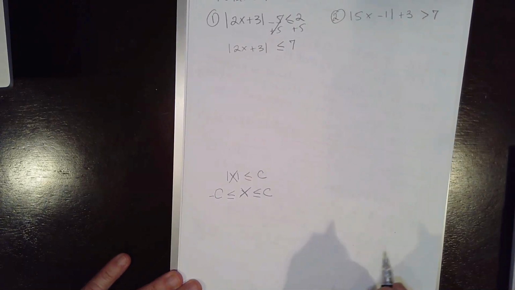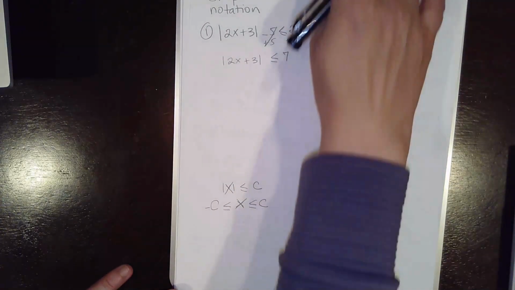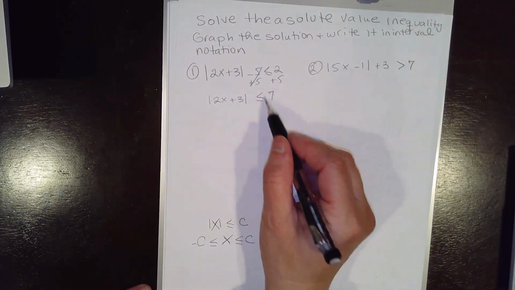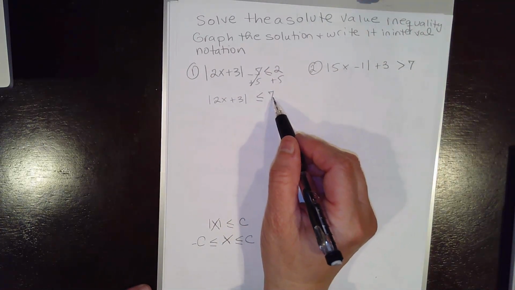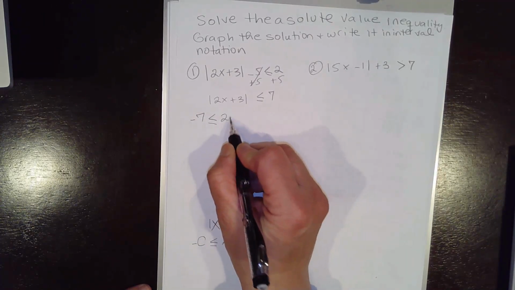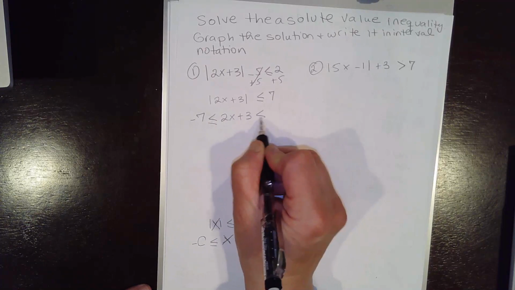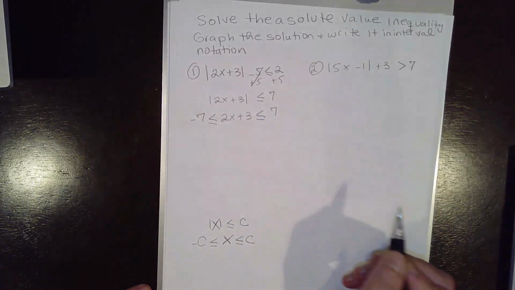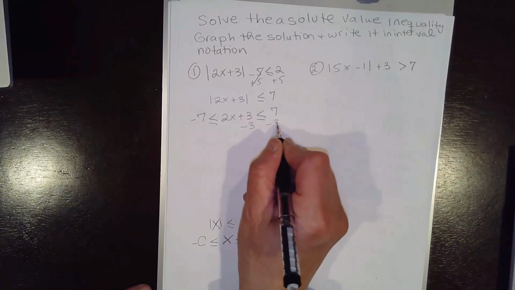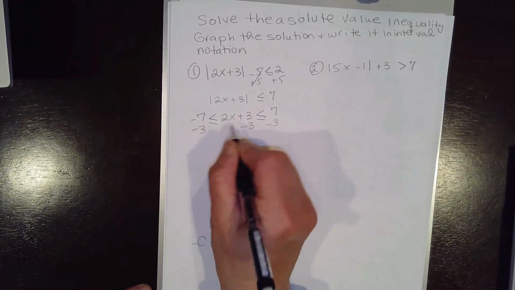Okay, so we're going to be doing the same thing here. We have absolute value less than or equal to 7. That means negative 7, this is your c, negative 7 less than or equal to 2x plus 3 less than or equal to 7. Now to solve for x, we need to subtract 3 on all three sides. Remember, we have three sides here.